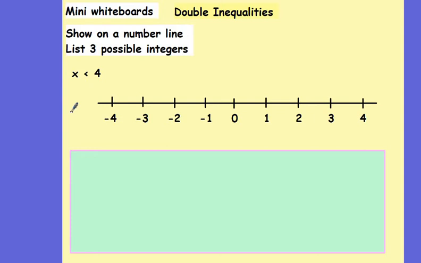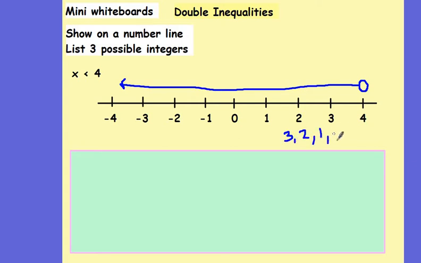In your light blue books or mini whiteboards, please start by showing me x is less than 4 on a number line and list me 3 possible integers. Pause the video and complete that now, please. Right, let's go through it. We need a circle on the 4. We know it's less than 4 but not equal to, so it's an empty circle. And we need all the numbers that are less than 4, so the arrow points this way. Possible integers could be 3, 2, 1, 0, etc.